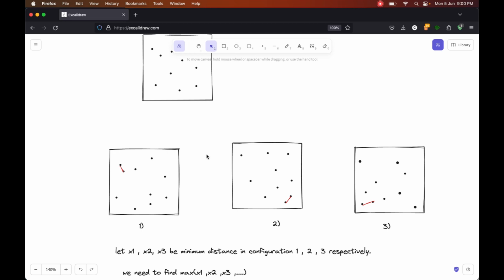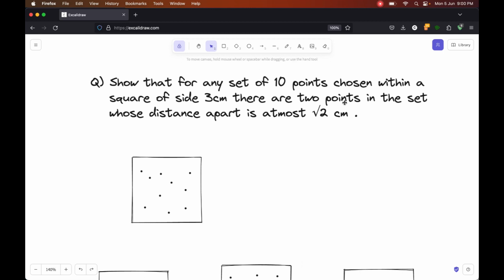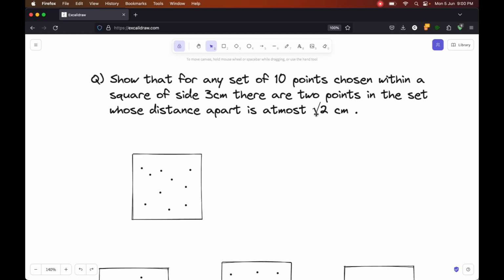Let's take a moment and understand how we solve this question. Before that, let's look into the question for some time. It is asking us to prove the distance apart is at most root 2 centimeters. Somehow we know root 2 is the square root of 1 plus 1. That means the length of the diagonal in a 1 by 1 centimeter square, right? So this might give us a hint that there is something we need to deal with 1 by 1 squares. So let's think in this way.